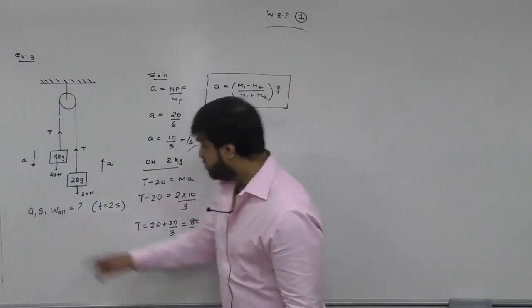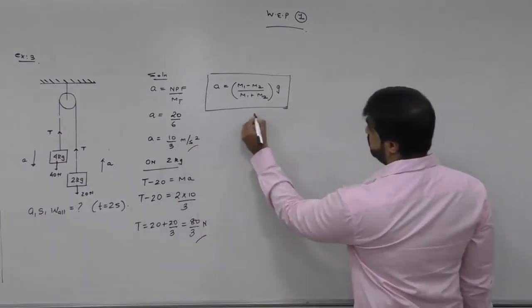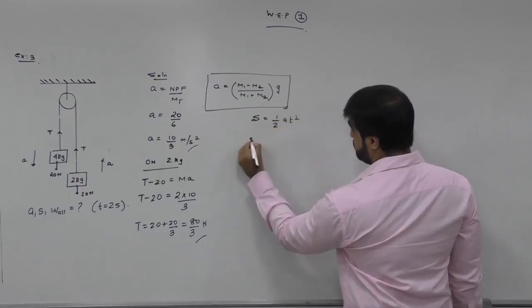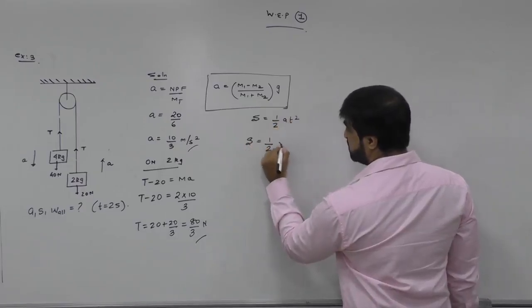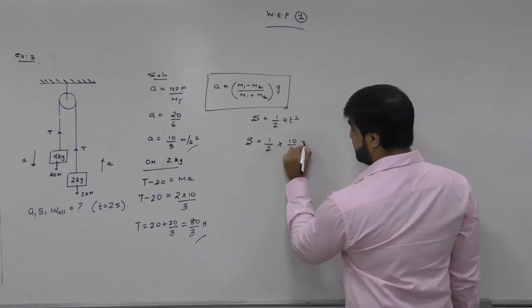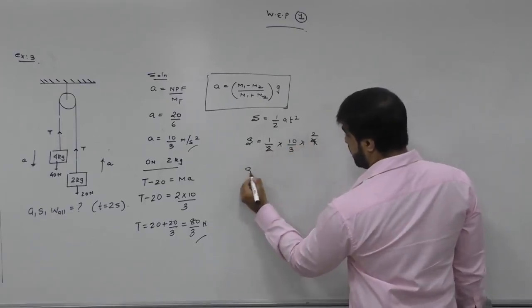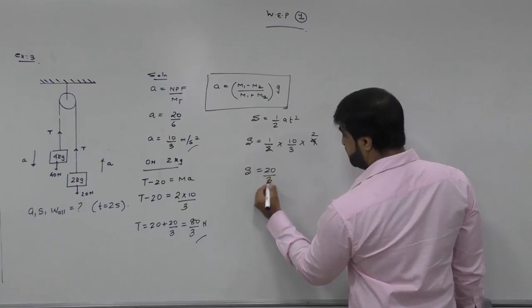You got A. Here you find S. What is the formula for S? Half AT square. Half A. A is given in the question as 10 by 3. And T square is going to become what? 4. So what is the answer? 20 by 3 meters.